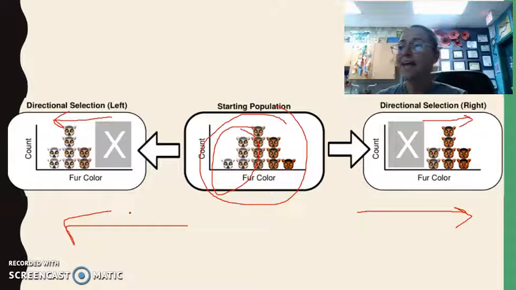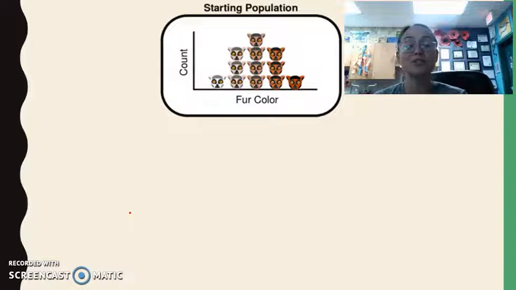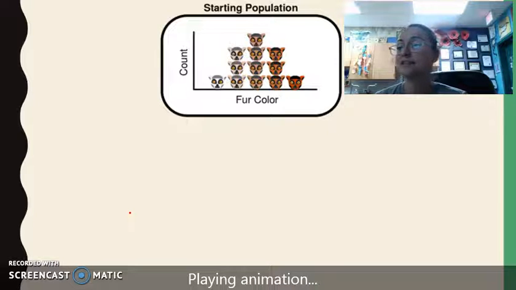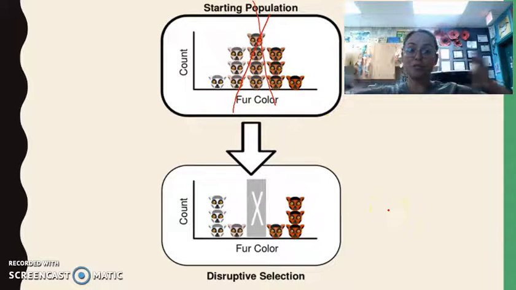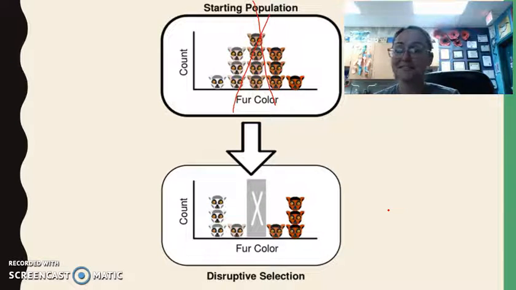And our last one, disruptive selection or diversifying selection, is when that medium phenotype is the one with the low fitness, so you get the two extreme phenotypes being favored, and you can see this in the pocket mice found in lava fields. Okay, so those are the three types of selection. Good job.